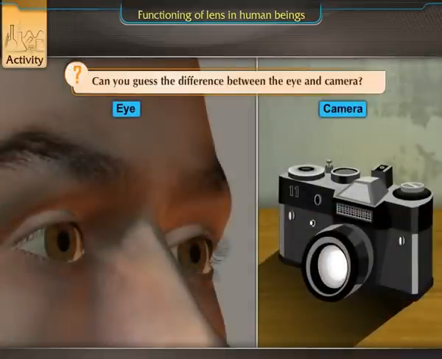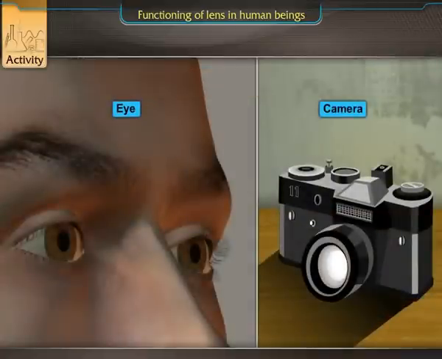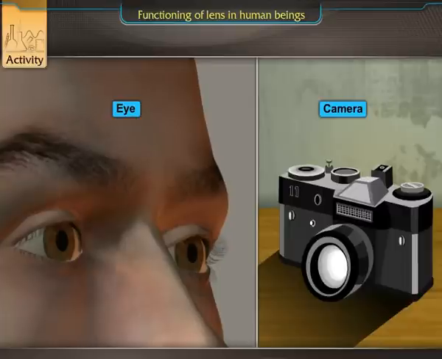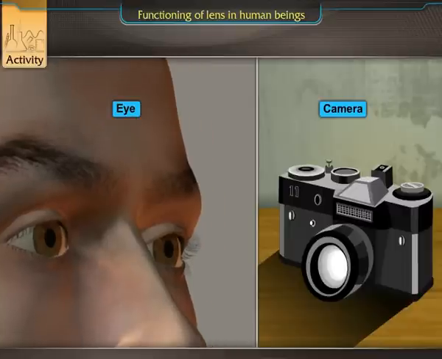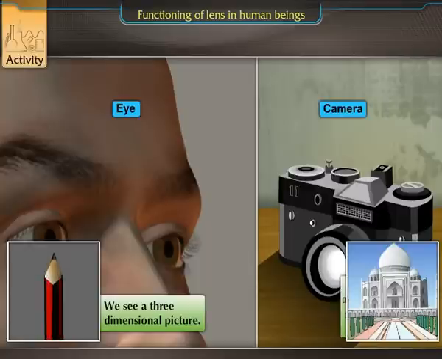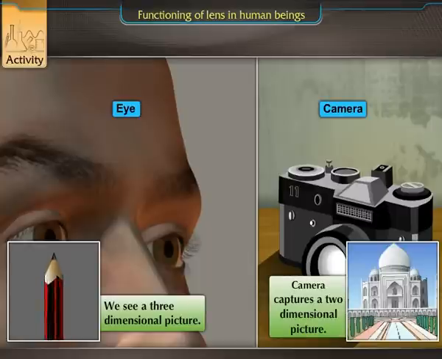Can you guess what are these? Well, the camera has a single lens while we have two lenses. It is because of the two eyes that we see depth. That is, we see a three-dimensional picture while the camera sees a two-dimensional picture.